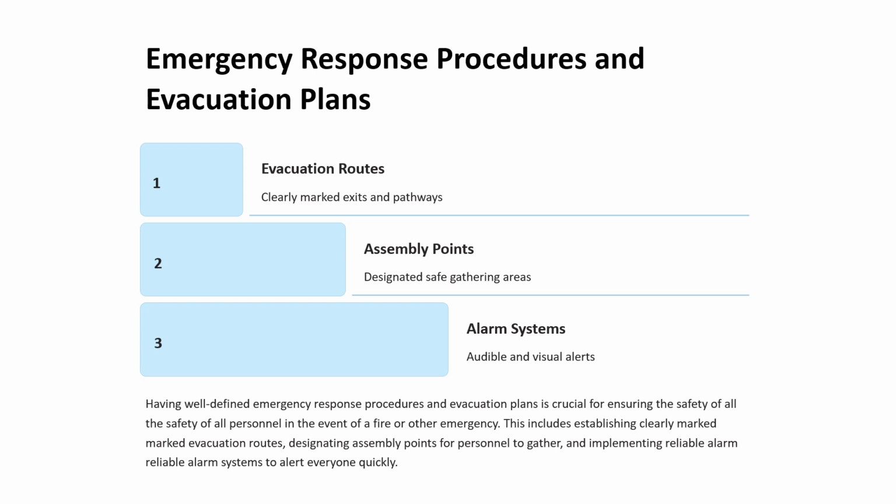Having well-defined emergency response procedures and evacuation plans is crucial for ensuring the safety of all personnel in the event of a fire or other emergency. This includes establishing clearly marked evacuation routes, designating assembly points for personnel to gather, and implementing reliable alarm systems to alert everyone quickly.